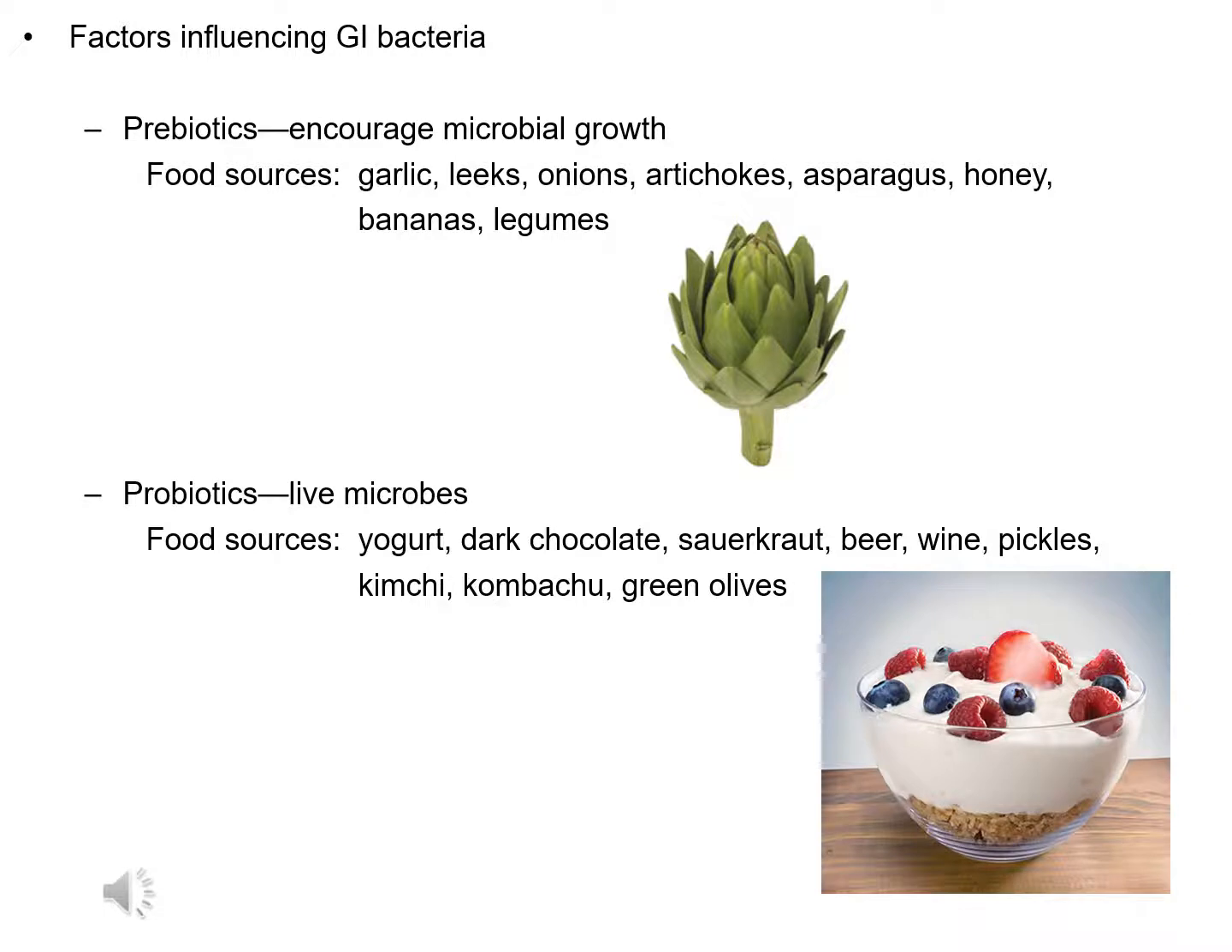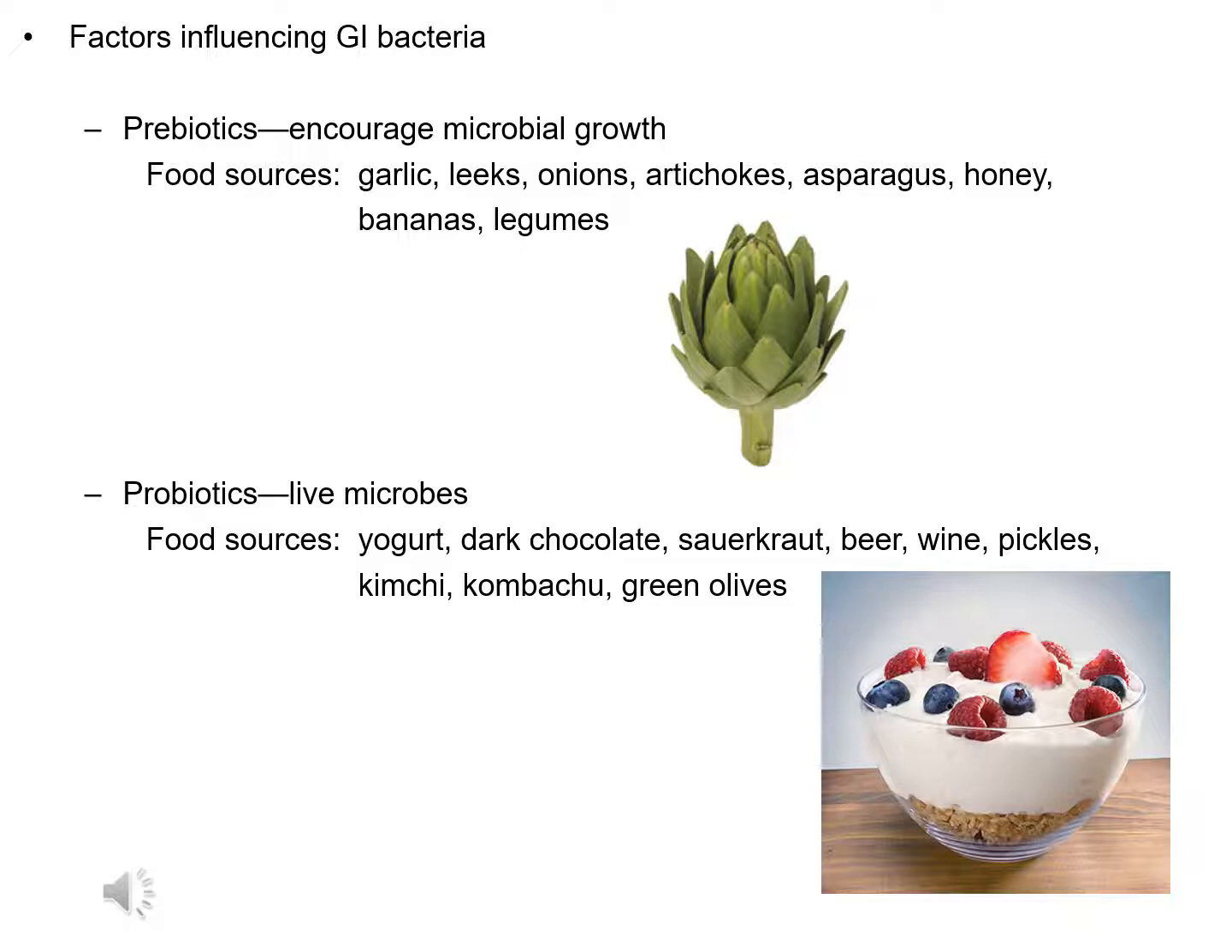While simply taking a probiotic supplement or a prebiotic supplement is an option to help our microbiome thrive, results as far as their effectiveness are inconclusive. However, incorporating actual foods can be beneficial. Food sources that can provide us with prebiotics. Prebiotics are what encourage microbial growth. These food sources can include garlic, leeks, onions, artichokes, asparagus, honey, bananas, as well as legumes.